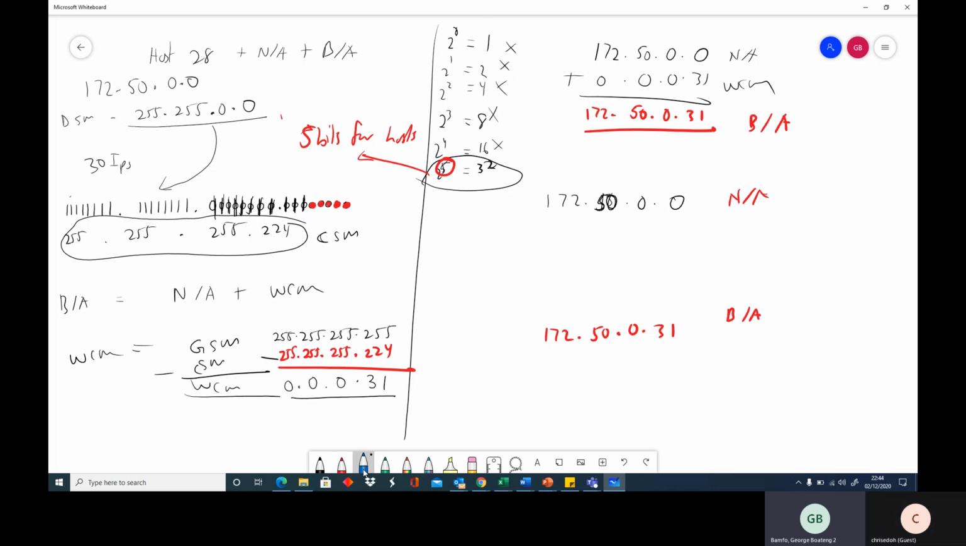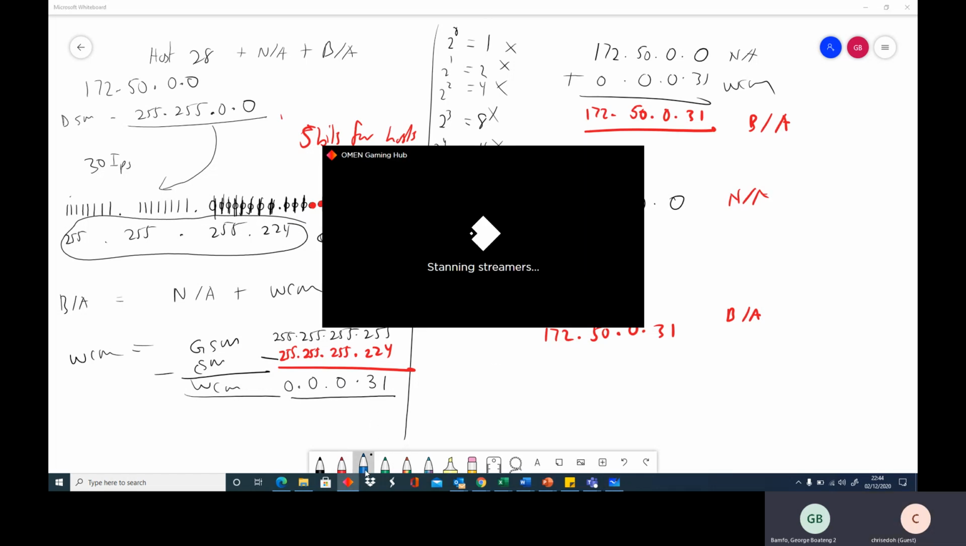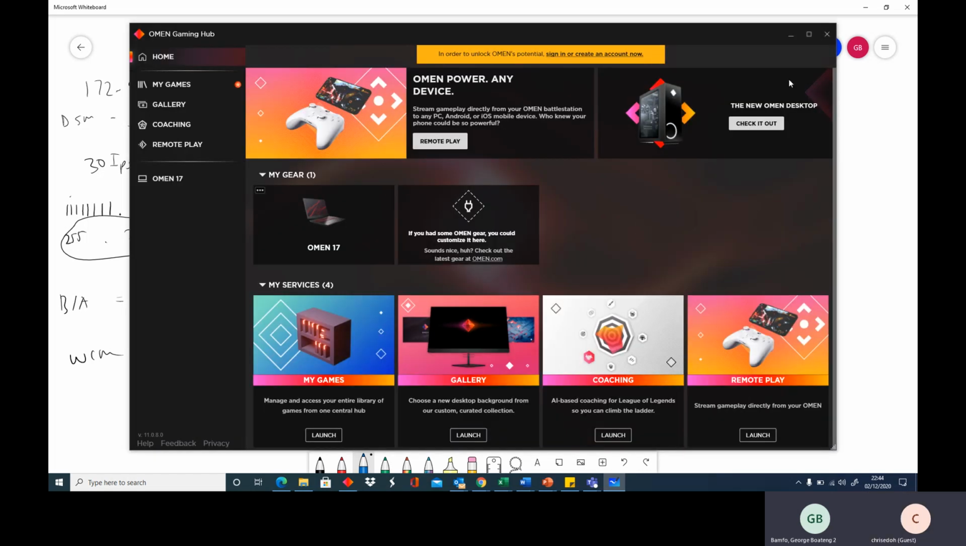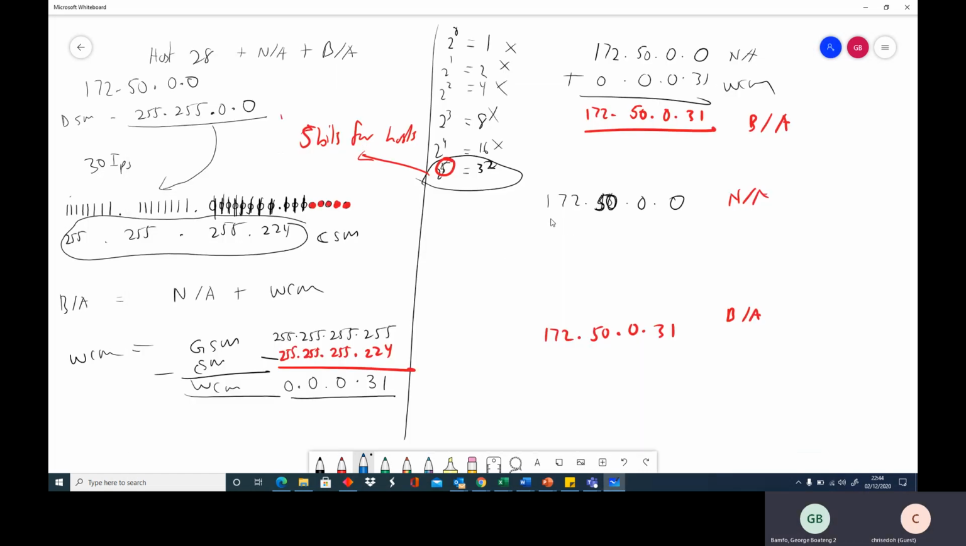Are you okay with the colors I've been using? No, I'm okay with the colors. It's fine. Sometimes I feel like maybe the colors are distracting you, but I also use them so that it makes it clearer. No, it's very okay. Okay, sure.